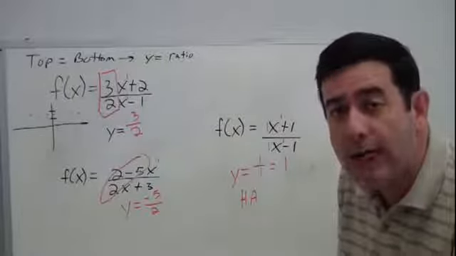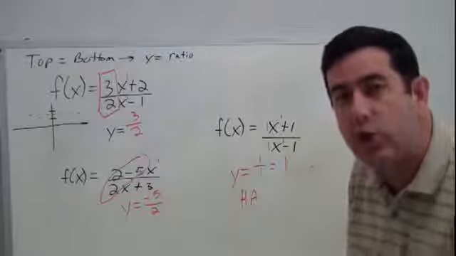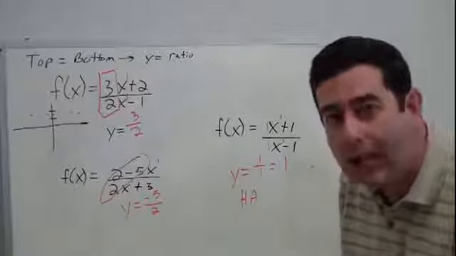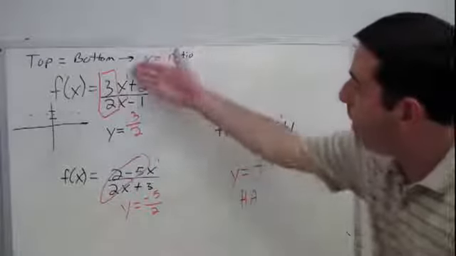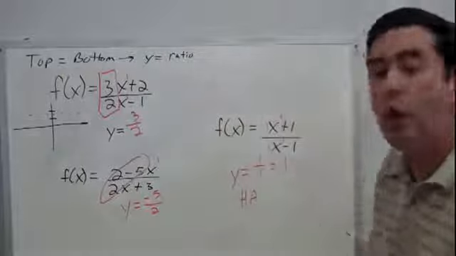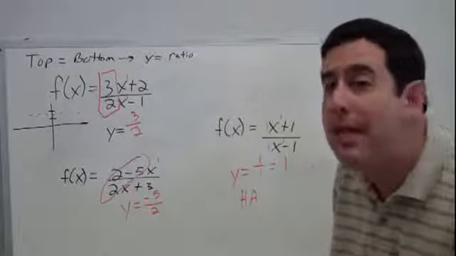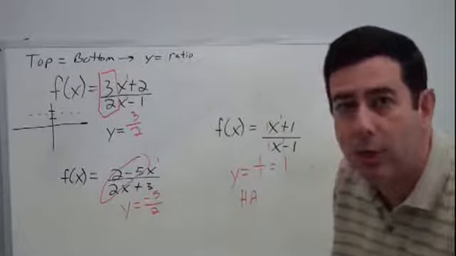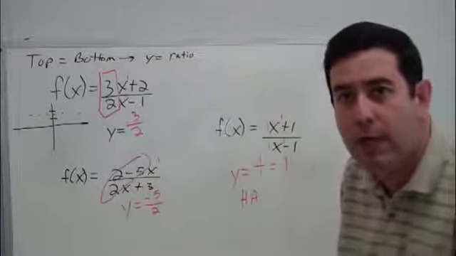If the degrees on top and bottom are the same as each other, your horizontal asymptote occurs at y equals the ratio of leading coefficients. Each of our examples here had a degree of 1 for both top and bottom, but it could be any degree. If the degree on top matches the degree on bottom, the ratio of leading coefficients will be your horizontal asymptote.